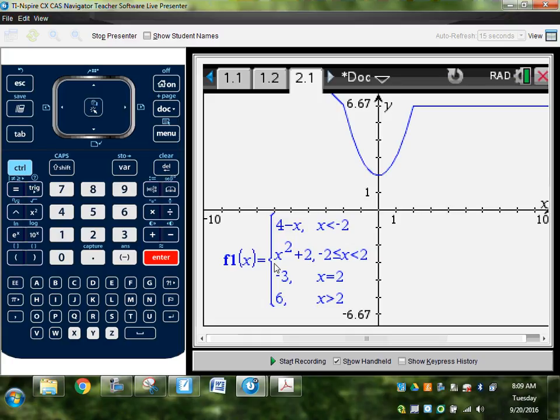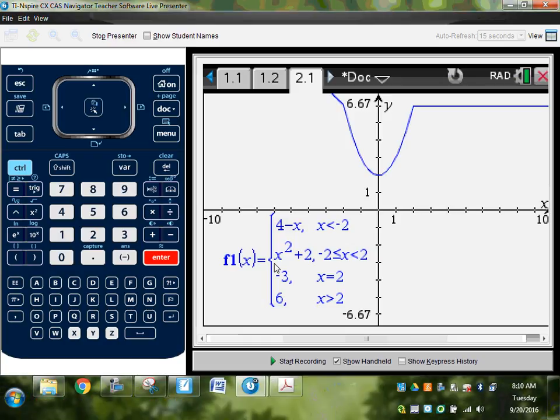Look at what's happening. At 2, your output's a -3. Do you see that on this graph? No. This is supposed to be an open circle here, is it? Is this an open circle? Yes or no? No. Not at all.